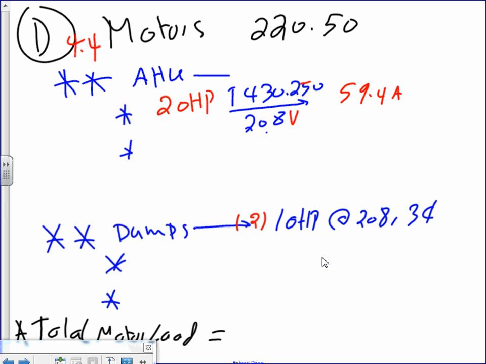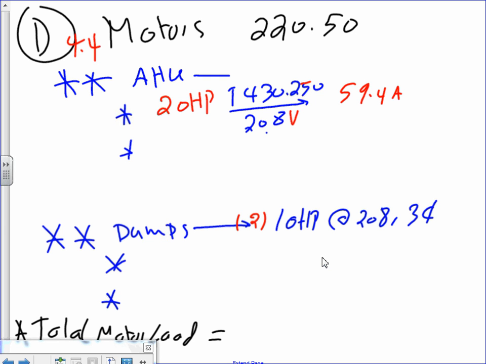If you have multiple motors, here's what the code says, guys. The code tells you if you have multiple motors, you take the largest motor, multiply it by 1.25, and add the other motors as is. One more time. If you have multiple motors, you only increase 25% on the largest motor. Do you have to do anything with the rest of them? Just add them.